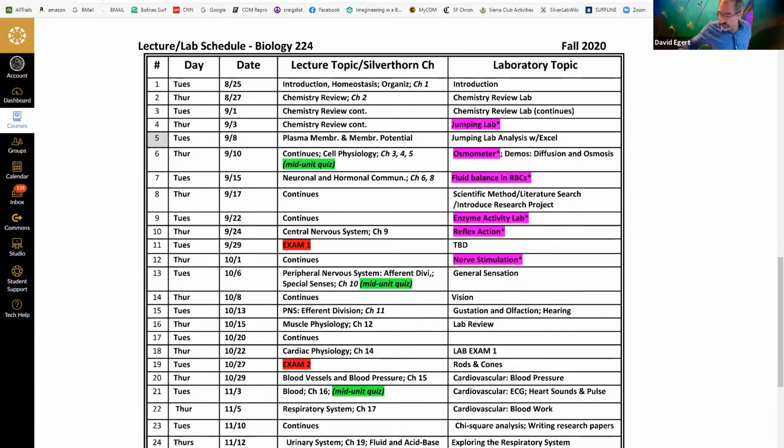So anyway, let's now dig in to the neuron and graded potentials and action potentials and synapses and all of that good stuff. So here we go. I'm going to now share content.